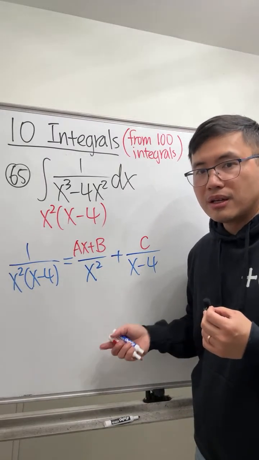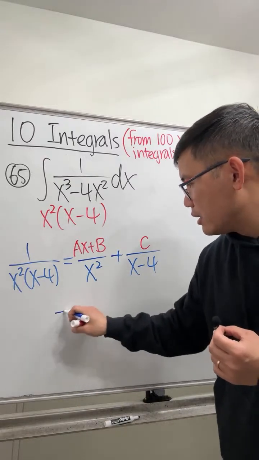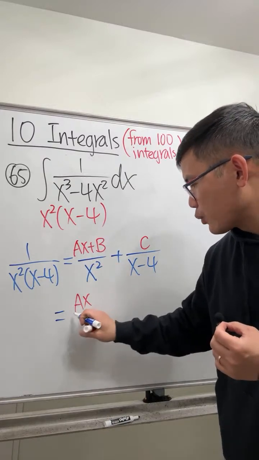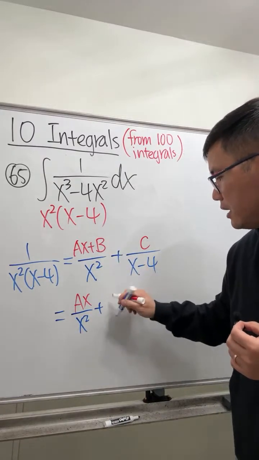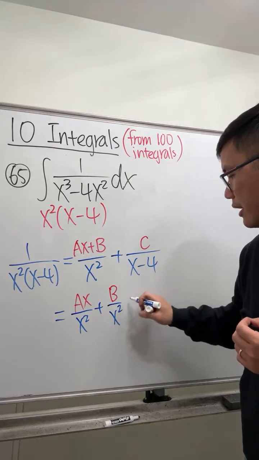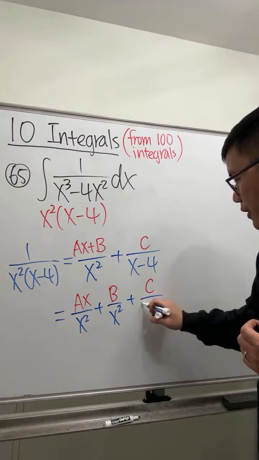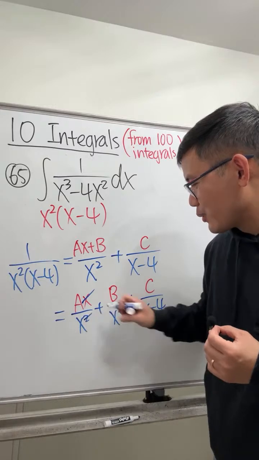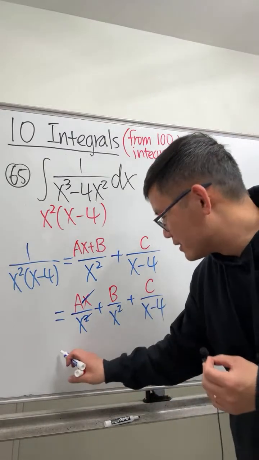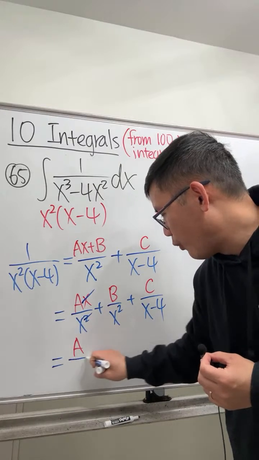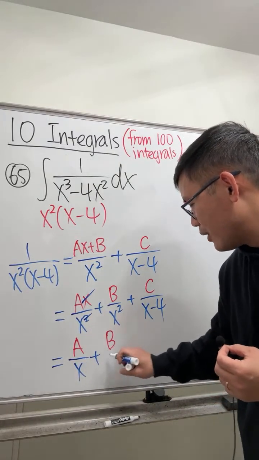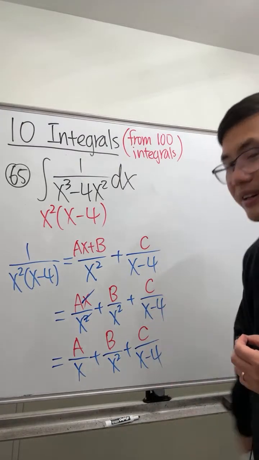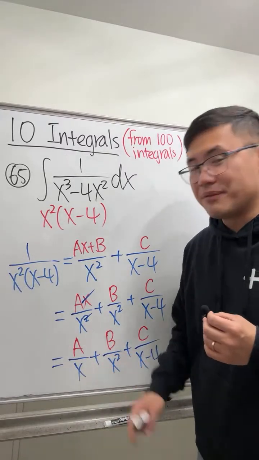So this is okay. Now, this right here, we see that we can split the fraction. We can write it as ax over x squared plus b over x squared. And then the last one is c over x minus 4. And what's the first one? Look, x and x squared, we can reduce one of the x's. So we do end up with a over x plus b over x squared plus c over x minus 4. So that's why we must have this term.